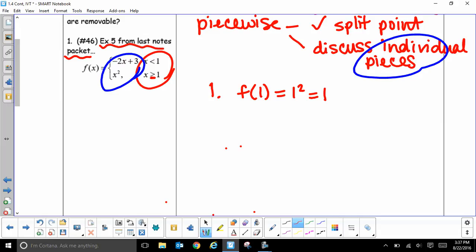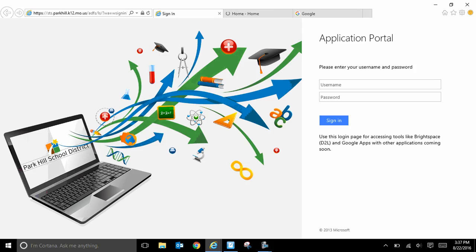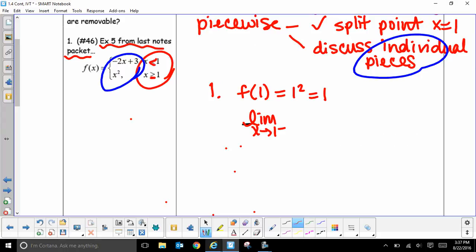Then our second step in the continuity process is to check the limit at 1. So in our case, the split point is x equals 1. Second point to check then is the limit. The limit as x goes to 1 from the left, is that the top or the bottom piece? Less than 1 would be left. So that's going to be the limit of f of x, because you have to take the limit of something. That's going to be negative 2 times 1 plus 3. It's going to be 1.